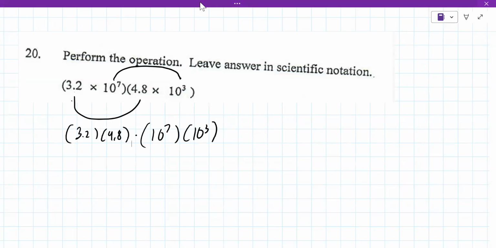Times 10 to the 10. And you would move it over, so that would be 9.6 times 10 to the 9. So would it be 9.6 times 10 to the 9? But did you multiply 3.2 times 4.8? Yeah. And what did you get? 0.96. Should be 19.6. Oh, times 10 to the 10.